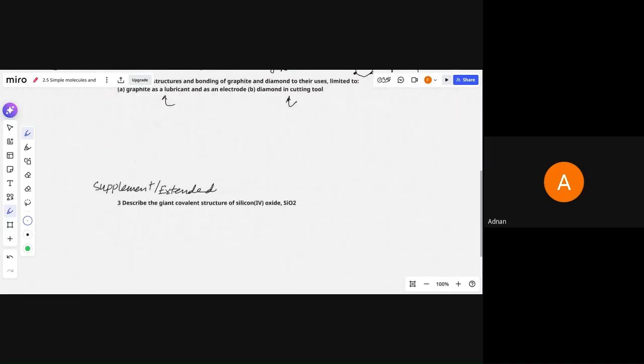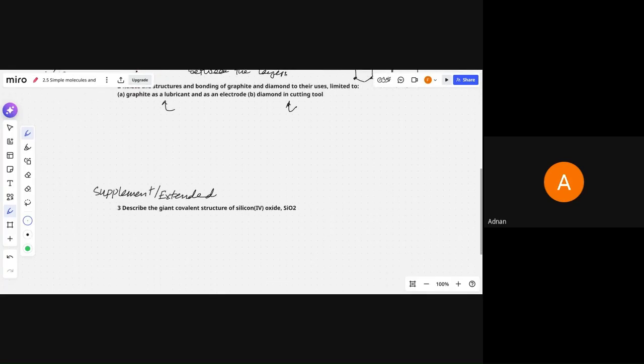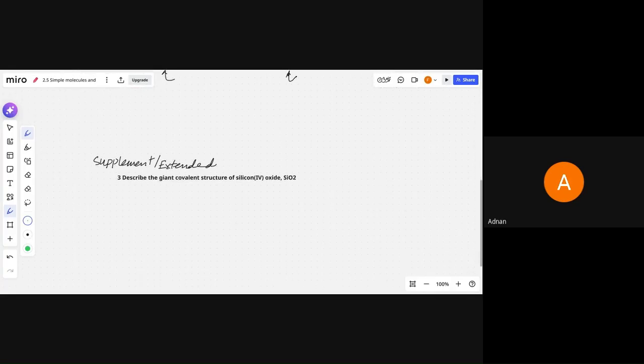So now we move on to the extended section, supplement topics: describe the giant covalent structure of silicon(IV) oxide. I've introduced this molecule in our previous lesson, and at the beginning of this lesson as well. Now we also need to know the pattern of bonding.